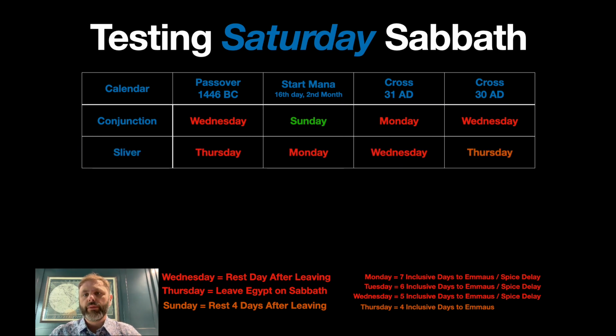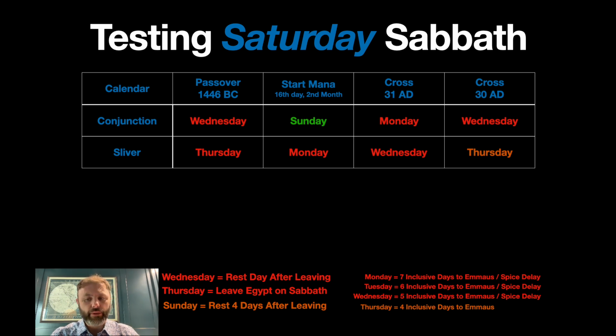The sliver moon, which is one interpretation of Enoch. There's two ways that people interpret Enoch, but we're going to use sliver for this one. It has Passover occurring on a Thursday. What that means is that if Passover occurs on a Thursday, then they leave Egypt on a Sabbath. And they are traveling on a Sabbath, which goes against the understanding of how far you're allowed to travel on a Sabbath. It has the manna starting on a Monday, which doesn't make sense.